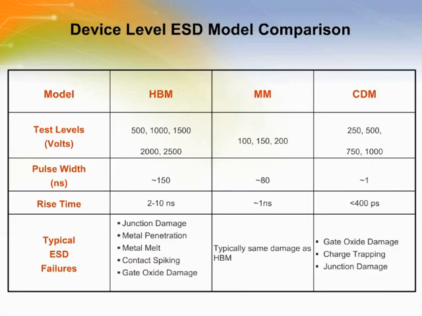The three models are represented here, where HBM has the longest pulse width of 150 nanoseconds, followed by the MM at 80 nanoseconds and CDM at 1 nanosecond. The rise times are also different. The CDM rise time is less than 400 picoseconds and much faster than the other models. Note again that the damage phenomena for HBM and MM are the same but different from the CDM.